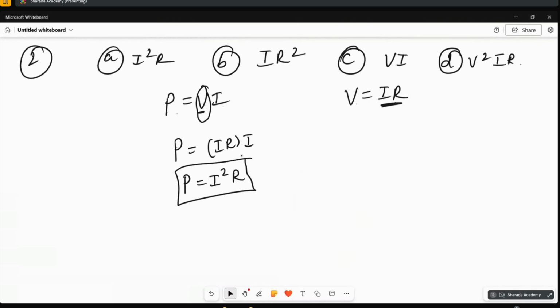Okay, this is one equation. One I got. This is second. So he is asking in the four which is not the power. So this is also a power equation only I got from here. V into I I already know. The second is the same only.